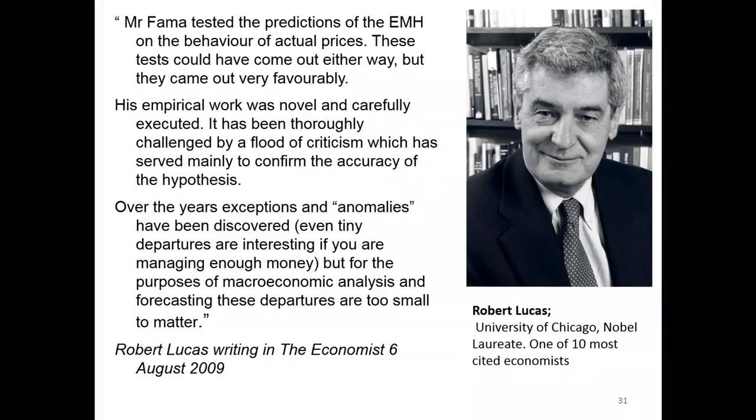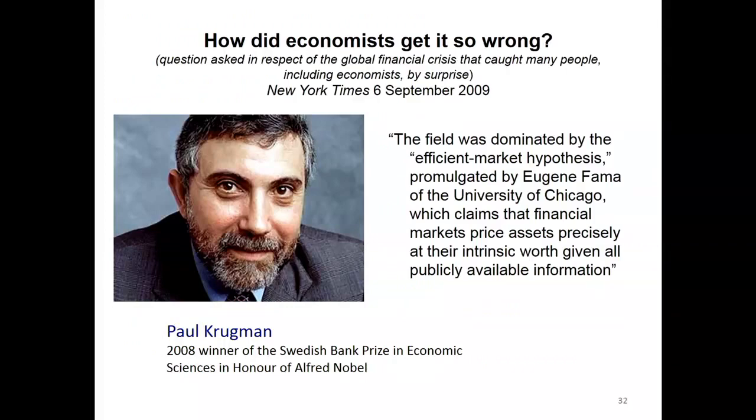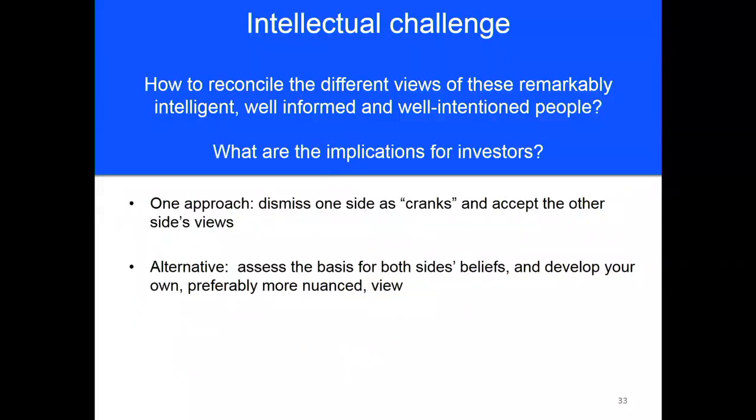Other people say it's the evidence. They look at the same evidence and think markets are efficient. And this is Robert Lucas, another Nobel Prize winner, who says the reason for the financial crash in 2008 is this belief in the efficient market hypothesis. Okay, you get the general idea, right?